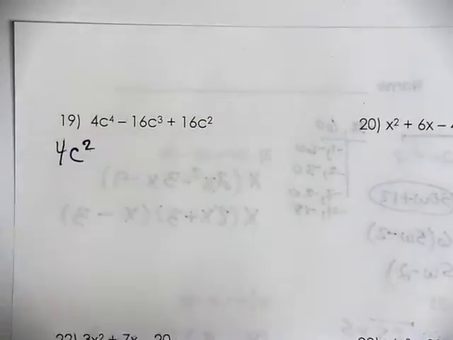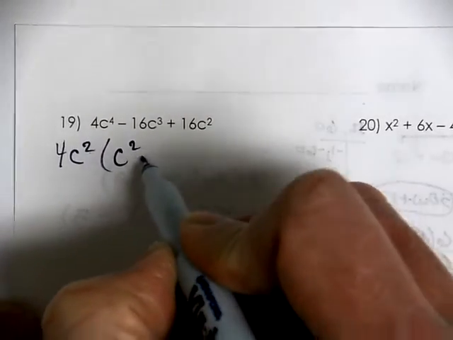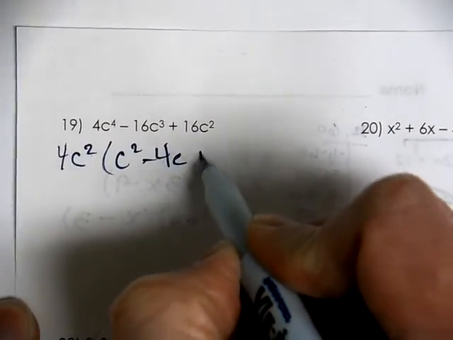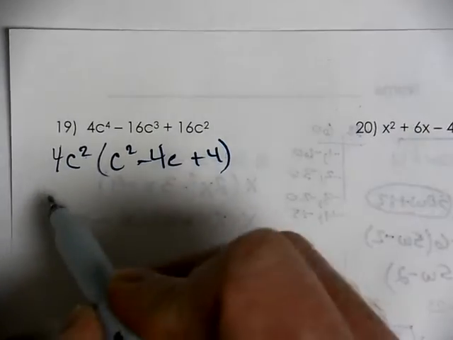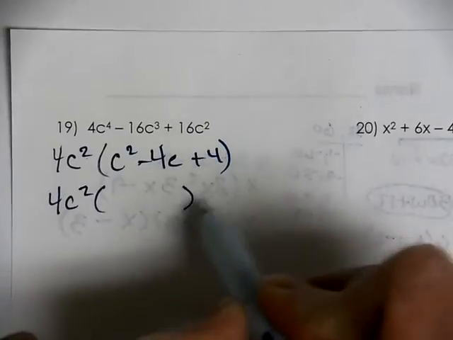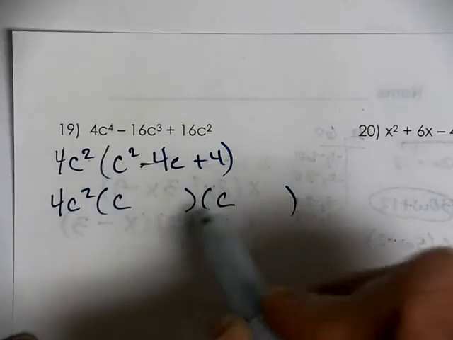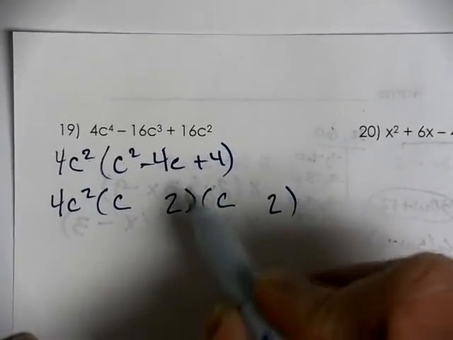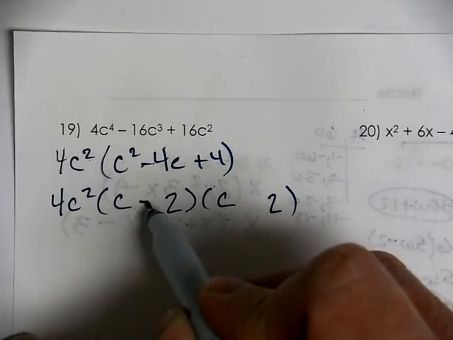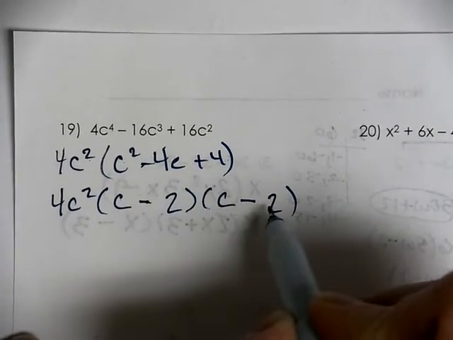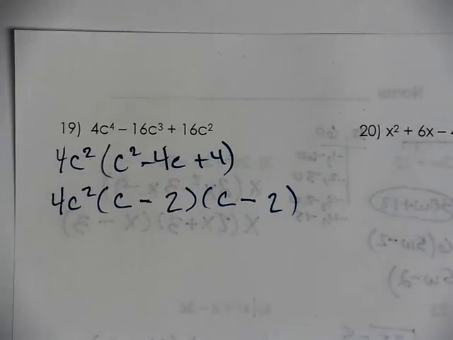So I have a GCF of 4c squared. That's going to leave us c squared minus 4c plus 4. Now we have actually a quadratic that we can factor apart. And we're going to get c times c, that multiplies to be c squared. 2 times 2, that multiplies to be 4. And when you do the outer and inner, if you had a negative 2 and a negative 2, that would add to be negative 4, but still multiply to be positive 4.